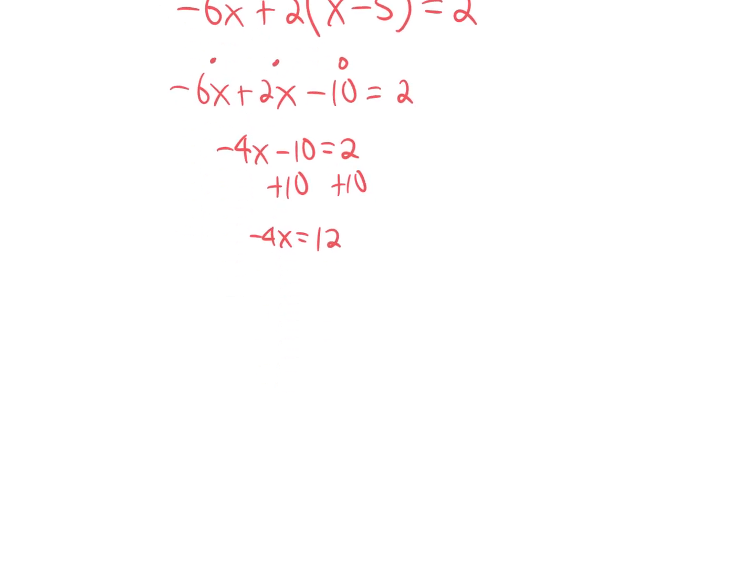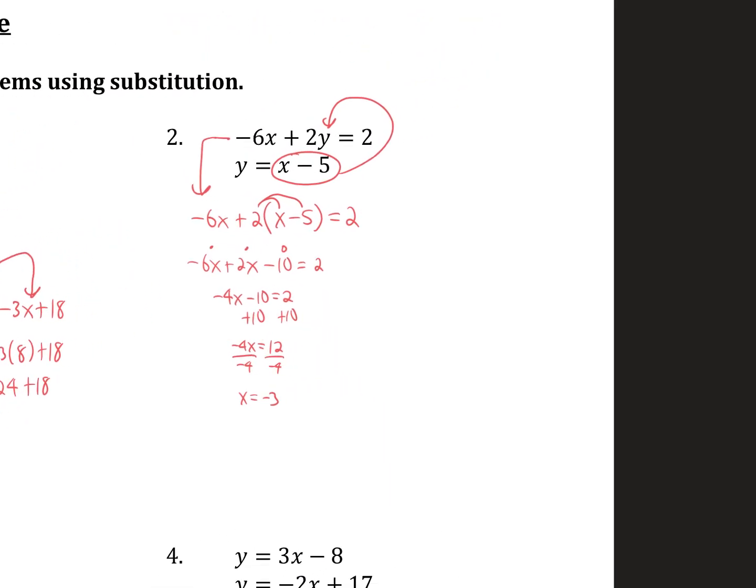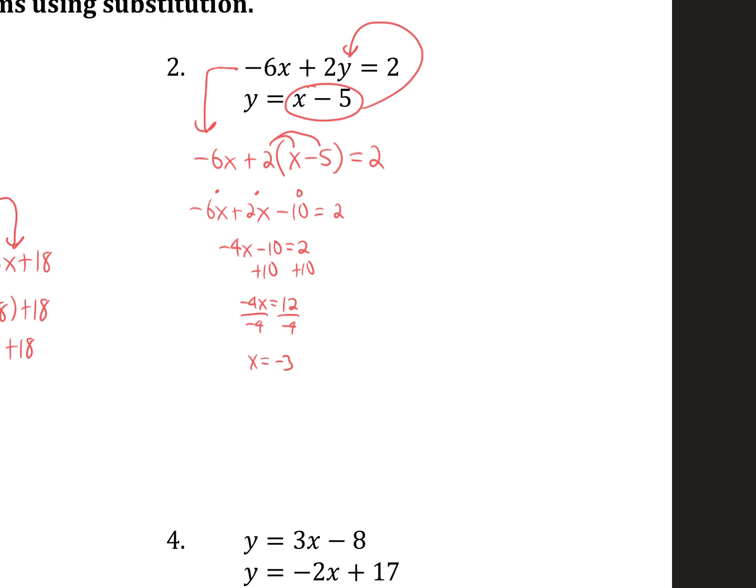So, solve for x by dividing by negative 4. We get x equals what? Negative 3. All right, then we're done, right? Not quite. We got to plug into one of these equations and solve for y now. Which equation would be easiest to plug in for, do you think? I'd say the y equals x minus 5 would be the easiest because it's kind of a nice thing.